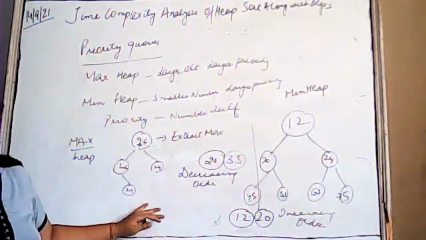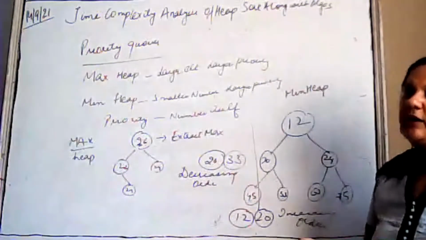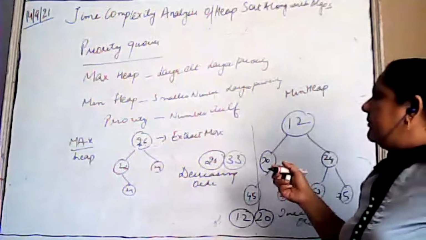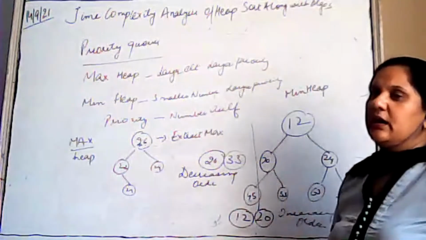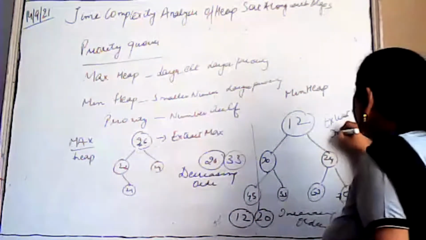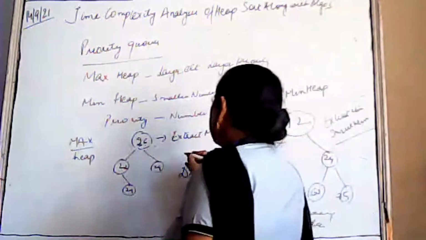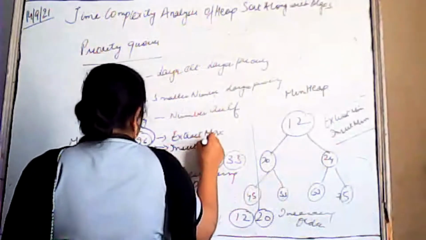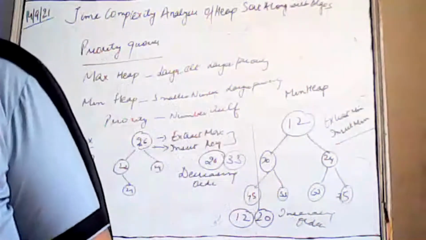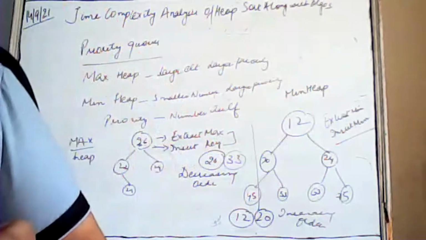That means we can implement the heaps with the help of priority queues only. Because when we satisfy the max heap and min heap property, we are actually implementing the priority queues using the heap. Here the functions are extract min and insert min, and heapification will be done in order to satisfy the heap property. Similarly, here extract max and insert max or insert key. You can see these two functions are applicable in the priority queues.